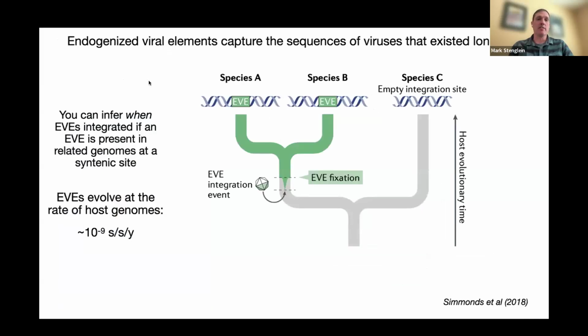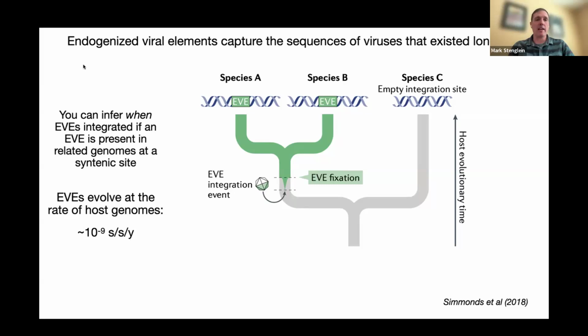The other way you can get even longer term rate estimates is to look at endogenized viral elements, also called EVEs, endogenous viral elements. These represent historic integration events of virus sequences. This can occur for DNA or for RNA viruses, where these sequences occasionally, rarely, but sometimes get captured in the sequences of eukaryotic genomes. When this happens, sometimes those genomic sequences can go to fixation in the population, and they can even show up later, far into the future, in the sequences of multiple related species.